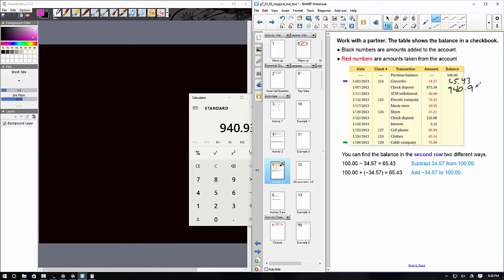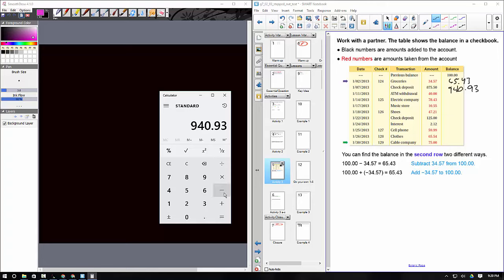So I'm going to go over here, and now my new balance is $940.93. And then I'm going to take away 40. I'm going to take away 78.43. I'm going to take away 10.55. I'm going to take away 47.21. So of course it's getting to be a lot lower every time. I'm now at 764, so I'm going to write that down. 764.74.